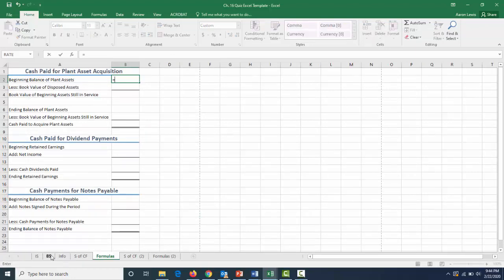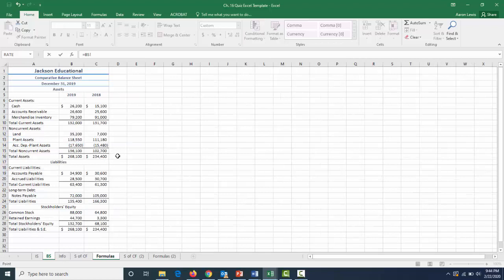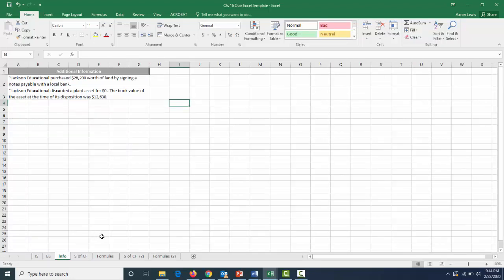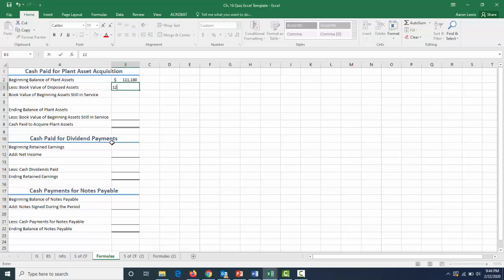Let's go to our balance sheet. If we ended 2018 with $111,180 in plant assets, then we must have began 2019 with that same amount. So let's bring that number over, and let's subtract out the book value of our disposed assets. And again, our info tells us it was $12,630. So if we go back to our formulas, we'll just type that in.